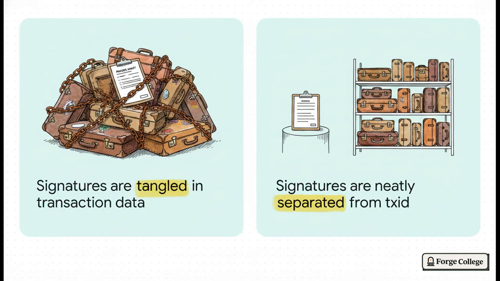To set the stage, let's quickly jog our memories about the core concept from our previous lesson. Remember our airport analogy? A legacy transaction is kind of like mixing up the passenger manifest with the actual heavy checked luggage. The signatures, which are the luggage in this scenario, were tangled right up in the transaction identifier data. It was literally like trying to find your boarding pass buried inside a locked suitcase. But a SegWit transaction? It neatly separates the two. It pulls those heavy signatures out and places them in a totally separate section. And that separation right there, that is the entire foundation of what we're going to look at today.